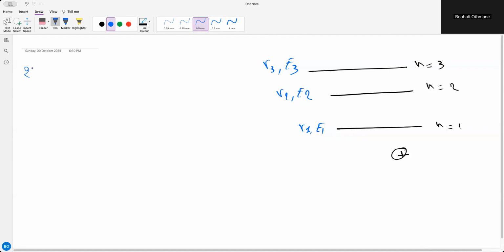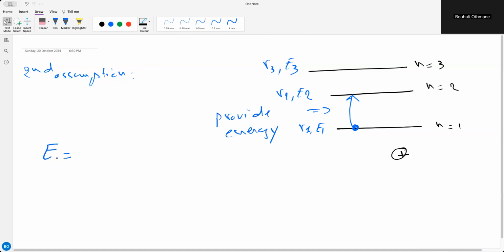Now, the second assumption is the following. If we want, let's say the electron is here, to go from a lower state to an upper state, we have to provide energy, and this energy must be equal to the final energy minus the initial energy. We have to provide energy.